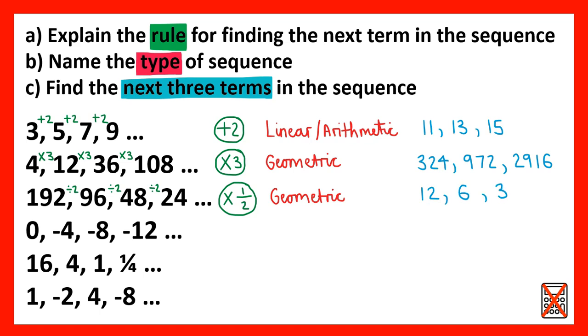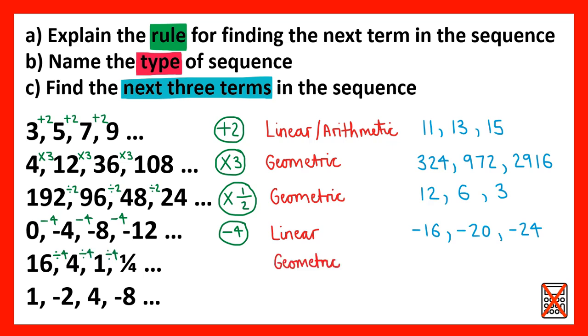For the fourth question, we can see that there's a common difference. We're taking away 4 each time, so the term-to-term rule would be subtracting 4. This is a linear or an arithmetic sequence, and the next 3 terms would be negative 16, negative 20, and negative 24.